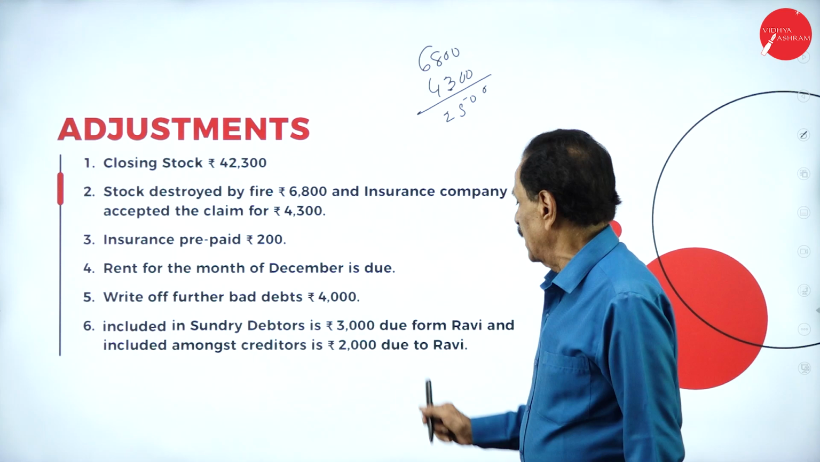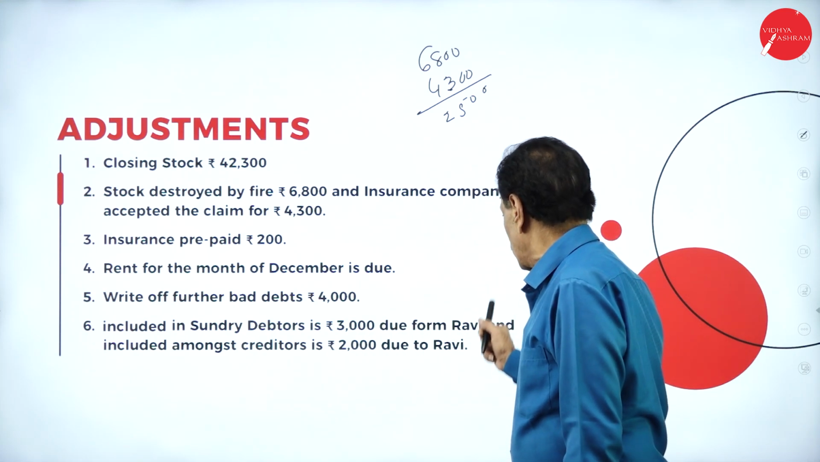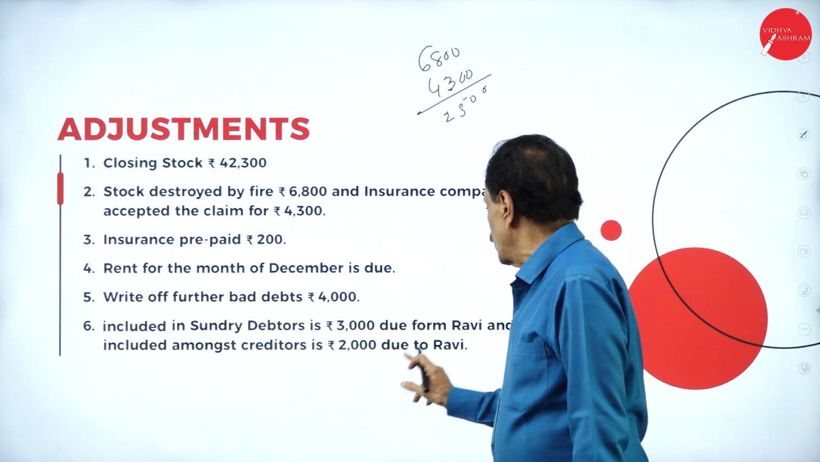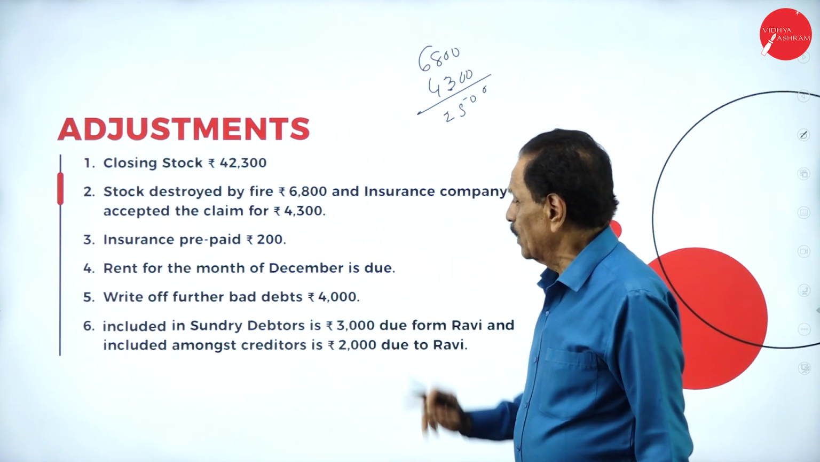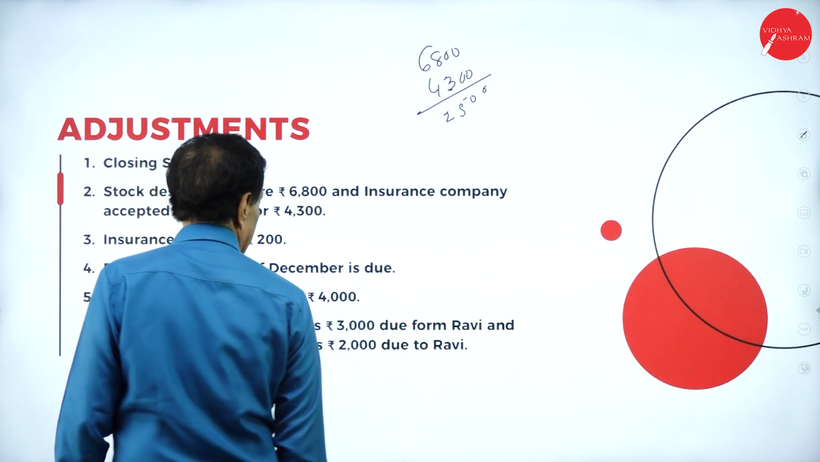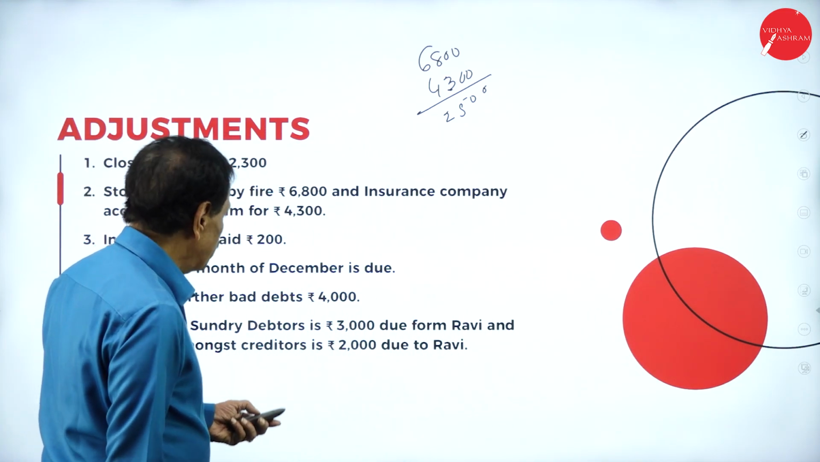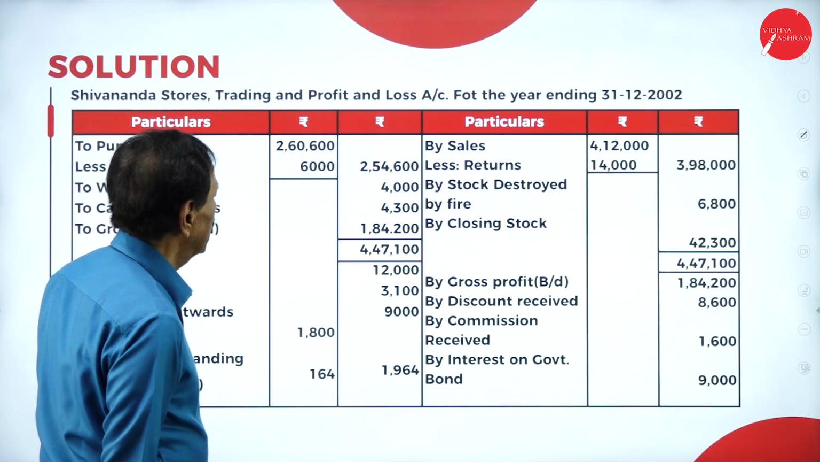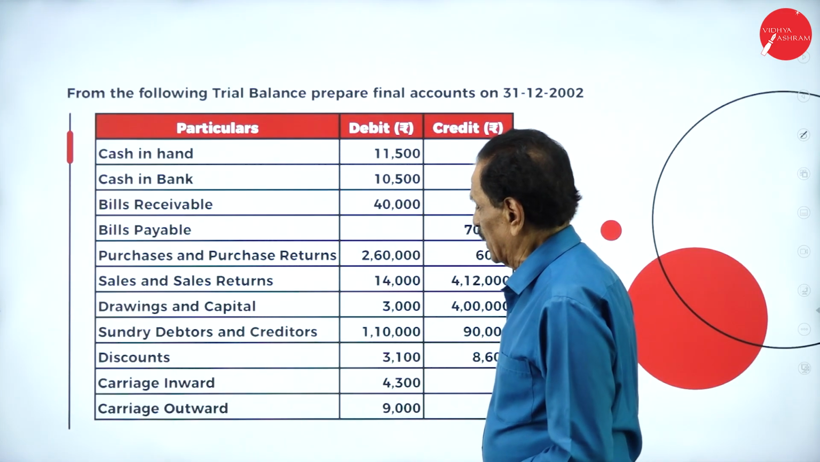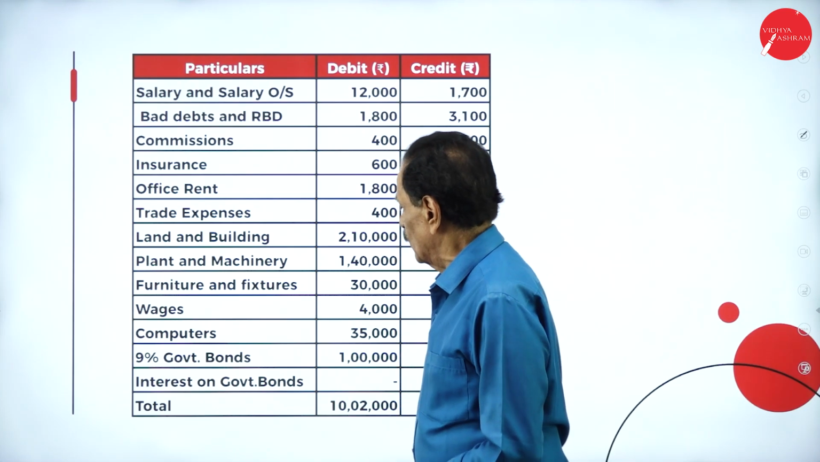Included in debtors is rupees 3,000 due from Ravi, and included among the creditors is rupees 2,000 due to Ravi. This I am going to explain. If you go through that particular problem, what is the value of the debtors? You have debtors. What is the value of the debtors? 1,10,000.